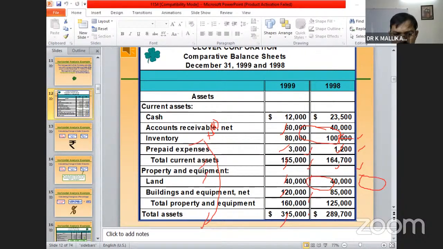The equipment is also, earlier it is 26%. Now it is 23% only. There is no change in the accumulated depreciation. Okay, so like this we will calculate. It is horizontal analysis and very simple to know what the percentage is.